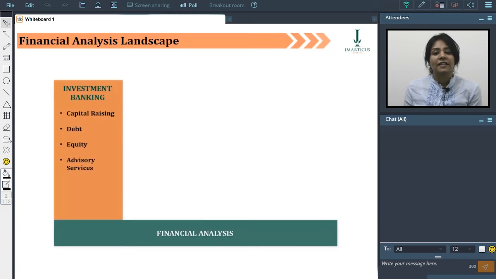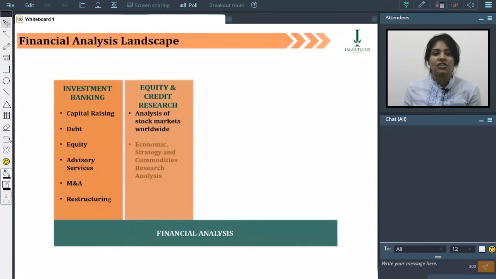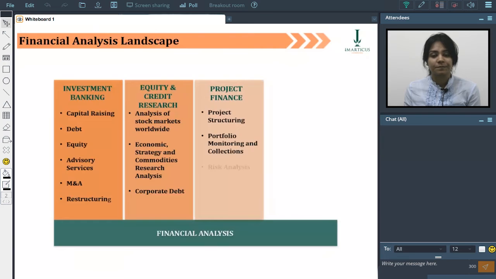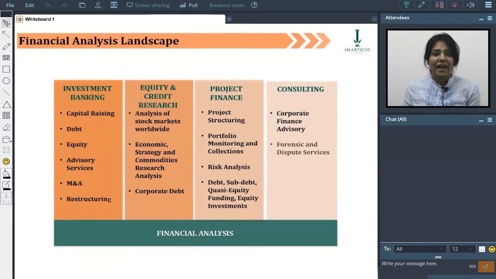First of all, let us kind of try and understand what the financial analysis landscape is about. Firstly, you have investment banking units present. What do investment bankers do? They help in capital raising. Now this can be either through debt or through equity. And then of course they have advisory services. These advisory services are given to clients who are looking to do an M&A or to restructure their business so as to achieve higher growth.